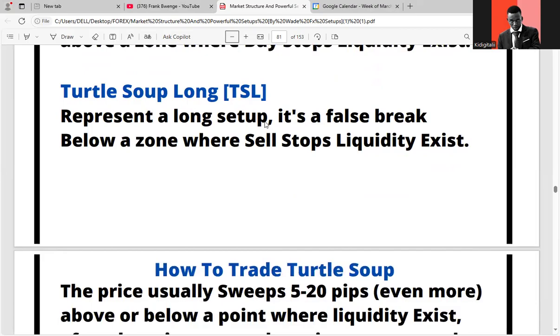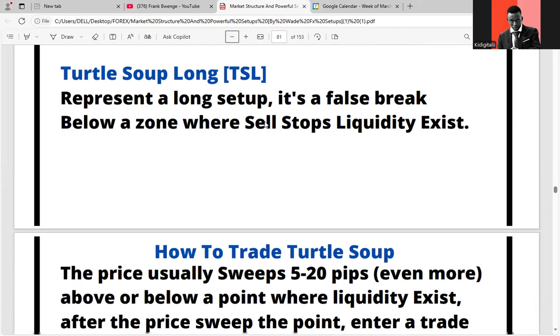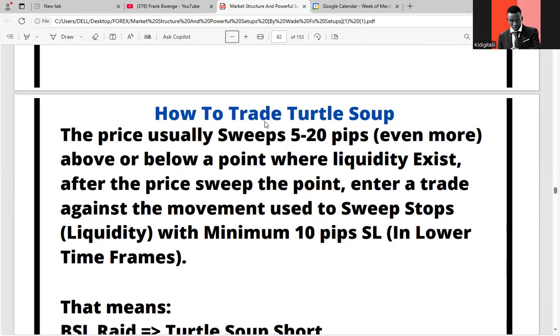Turtle soup long, TSL, represents a long setup. It is a first break below a zone where sell stops liquidity exists. Let me show you. Now, how do we trade this turtle soup? This turtle soup has a single formula.